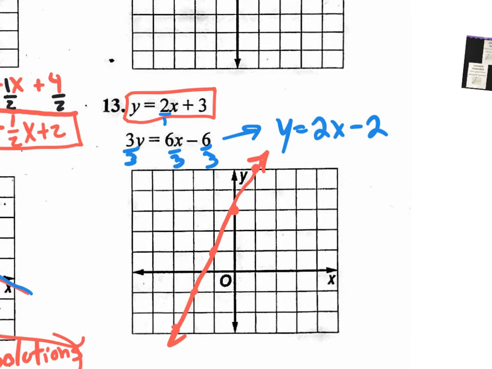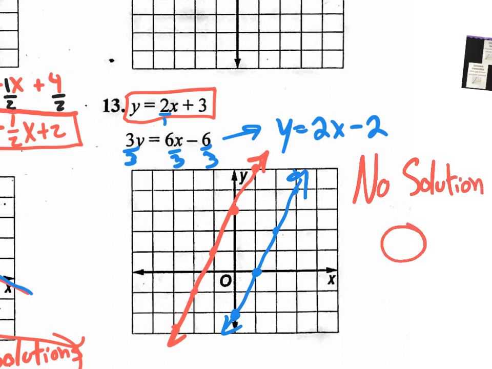Let me graph it anyway, which I don't really have to do anymore because I already know that there is no solution. Crosses at negative 2. From that point, I go up 2 over 1, up 2 over 1, up 2 over 1, and there's my blue line. So if we're looking for where these lines cross, we know that these lines do not cross. They're parallel. So when I'm looking for the answer, what could I say about the answer? There is no answer, no solution. You could also use this symbol. There is no answer to this system.